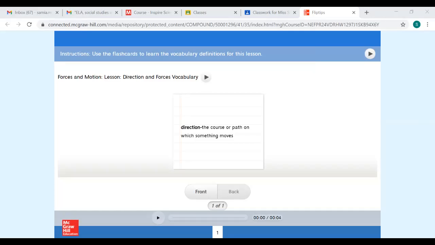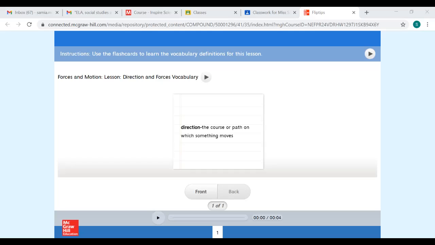Direction. Direction is the course or path on which something moves. So there are many words that are used to describe direction, such as away, toward, north and south. We can use the word straight ahead. There are many words to describe direction.